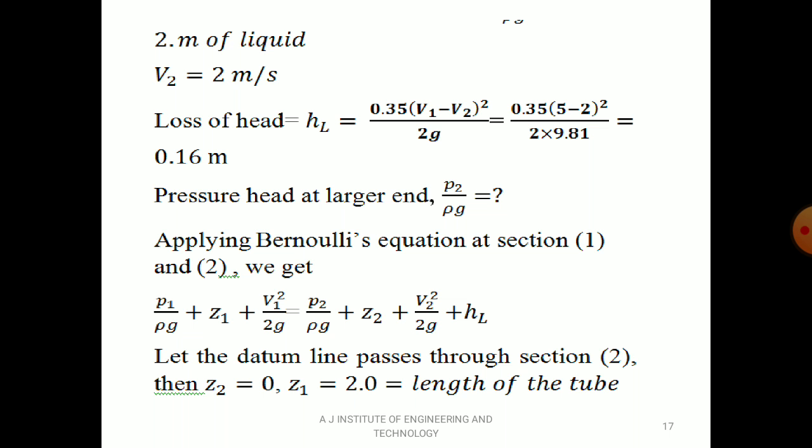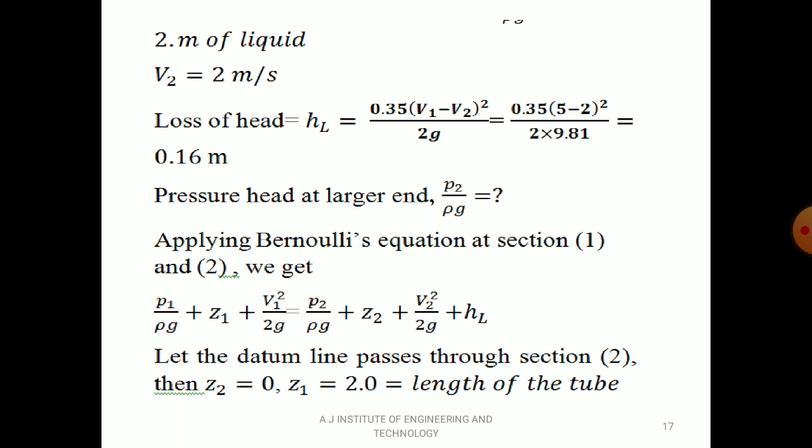That is equal to 0.35 into (5 minus 2) whole square divided by 2 into 9.81, so I get the value of HL as 0.16 meter. Now the pressure head at the larger end, section 2: P2 divided by rho g is how much? Applying Bernoulli's equation at section 1 and section 2, we get P1 divided by rho g plus Z1 plus V1 square divided by 2g, equal to P2 divided by rho g plus Z2 plus V2 square divided by 2g plus HL. That is for a real fluid.